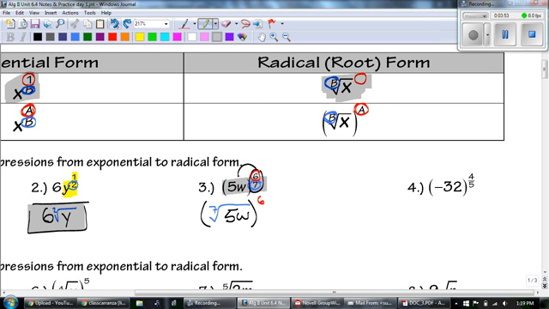Sorry, hold on. What did I want to do? I highlighted the wrong thing. Mr. Grice is going crazy over here.